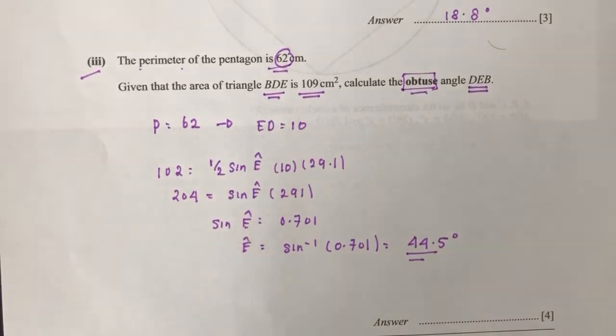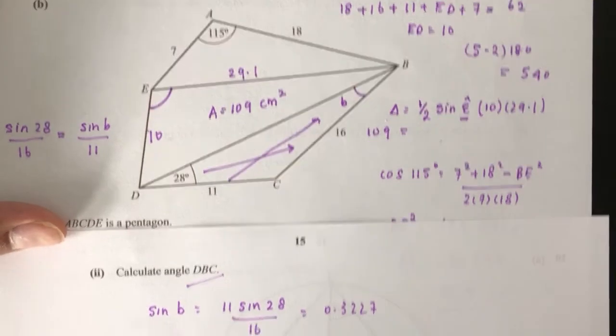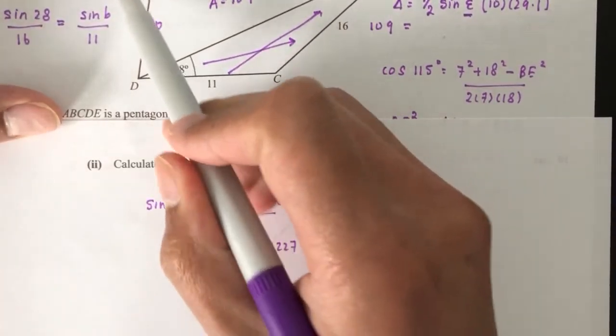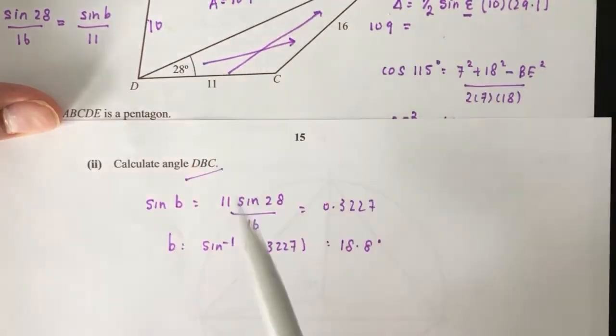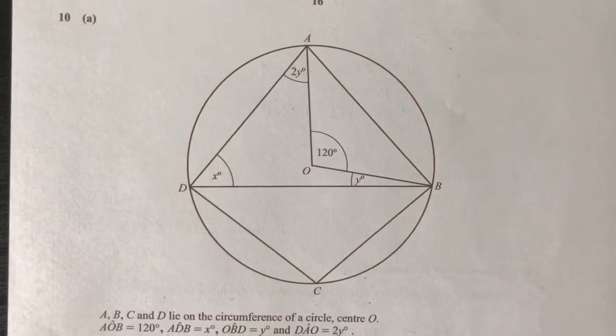So now we're looking for the obtuse angle DEB. Okay, yeah, it is good. This one actually. I thought it was a reflex, but obtuse is good, this one. So the answer is 44.5. That is question number 9. Moving on to question number 10.